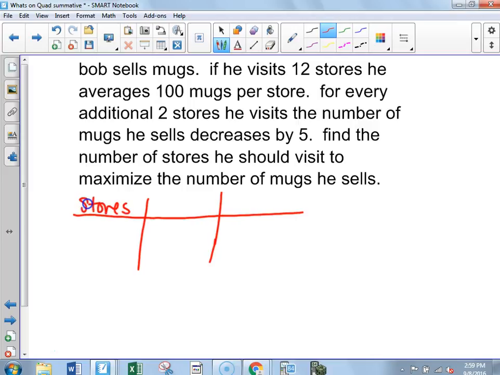Stores. Okay, mugs per store, right? And like total mugs sold or something. Okay, sorry, that's really scribbly. All right, what are we going to start with?